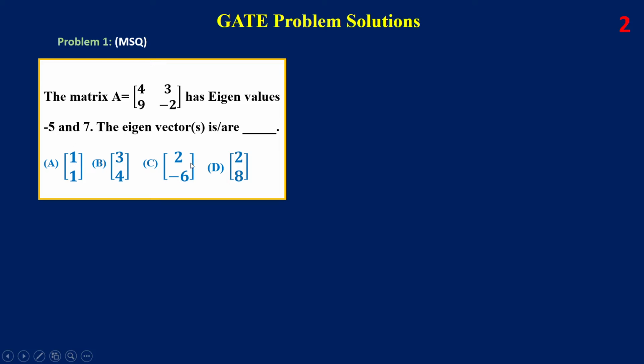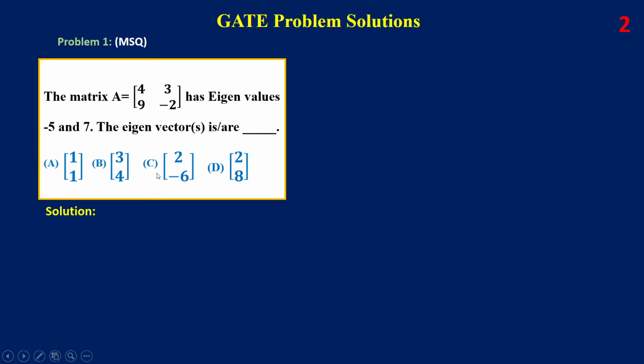There are 4 options given for the eigenvectors, and we need to find the correct options. Which eigenvectors are correct for the eigenvalues -5 and 7? This is a multiple select question, so 2 or more options can be correct. Here I am going to solve the problem.